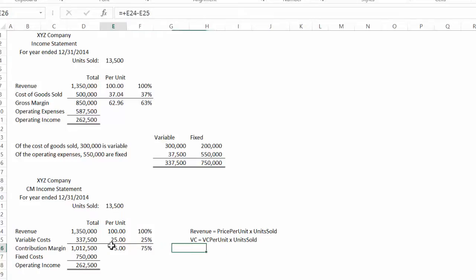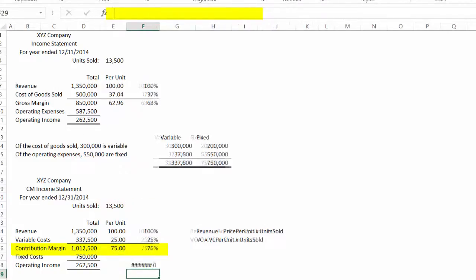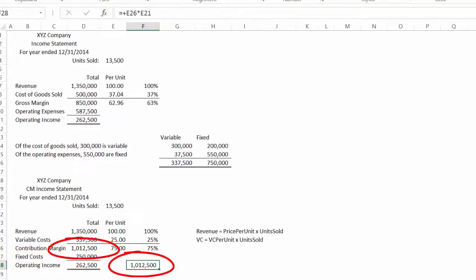Okay, so what is contribution margin? Well, the contribution margin is the revenue minus the variable cost, so that is $75. And so the contribution margin is the revenue minus the variable costs, but it also could be, we can just prove that down here, it also could be the variable cost per unit times the number of units sold. That gives us the same number. Those two numbers are the same.